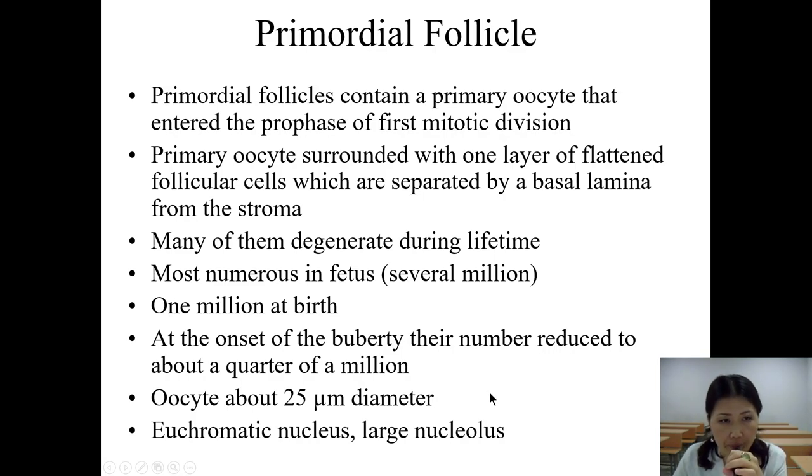About the primordial follicle, let's discuss. Primordial follicles contain a primary oocyte that entered the prophase of the first meiotic division. The primary oocyte is surrounded by 1 layer of flattened follicular cells, which are separated by a basal lamina from the stroma. Many of them degenerate during lifetime. They are most numerous in the fetus, several million, can you imagine this? And 1 million at birth. At the onset of puberty, this is mistakenly written, their number is reduced to about 250,000. And the oocyte is about 25 micrometers in diameter, and it has a euchromatic nucleus and a large nucleolus.